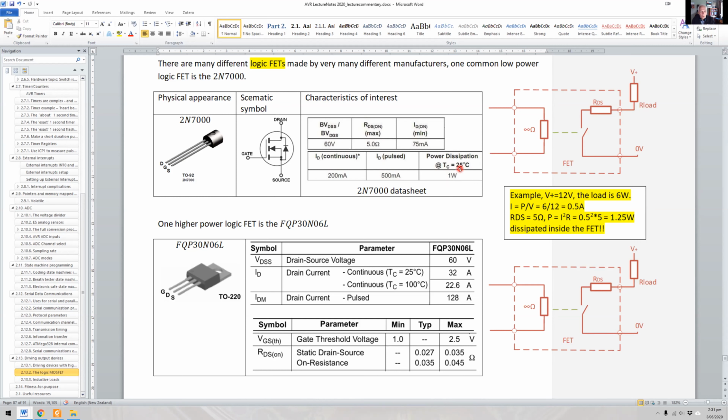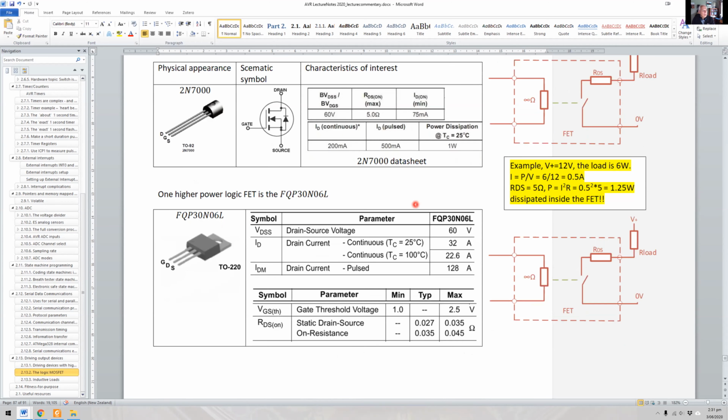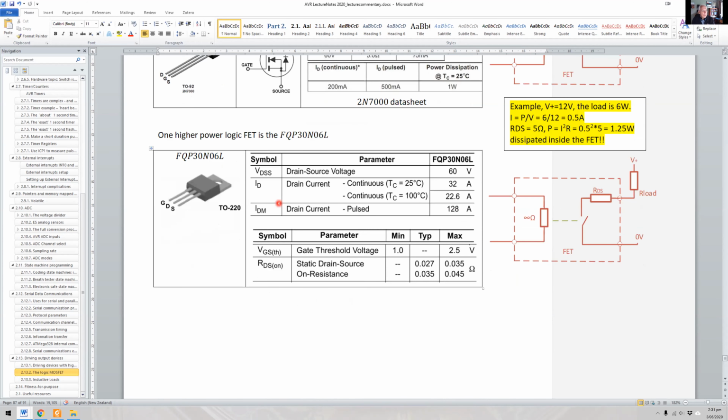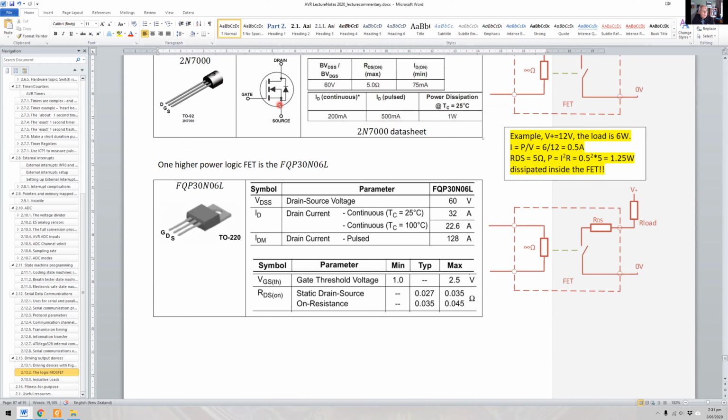So if we got any warmer, then this is actually not at all suitable. So we can't do this. This won't work. Okay, so let's just have a look at that and think about it. Let's have a look at another FET. It's exactly the same symbol, gate, drain, and source.